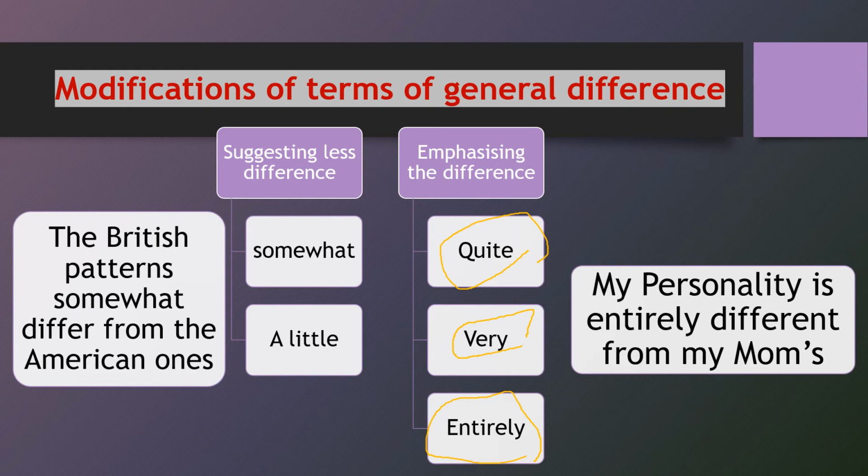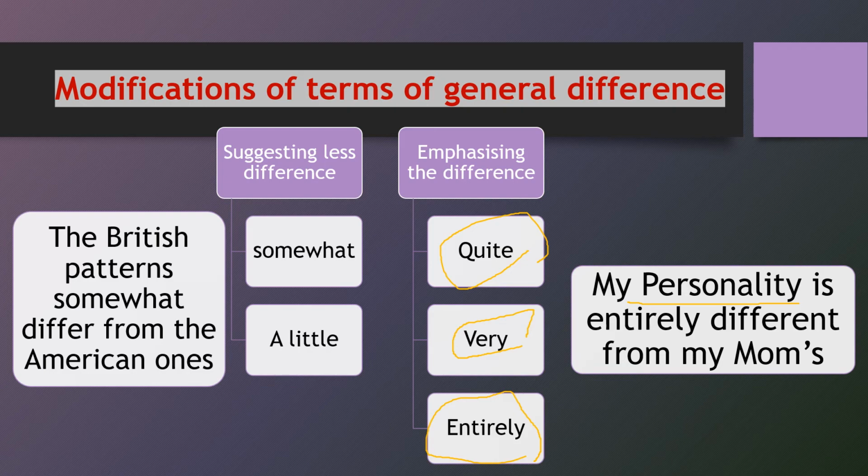So my personality is entirely different from my mom's. Again, I didn't say my mom's personality. I don't need to mention personality again. So the word personality is mentioned only in the first place. Okay, my personality is quite different from my mom's personality. Or I can say my personality is totally different from yours. Or my bag is very different from, or quite different from yours.